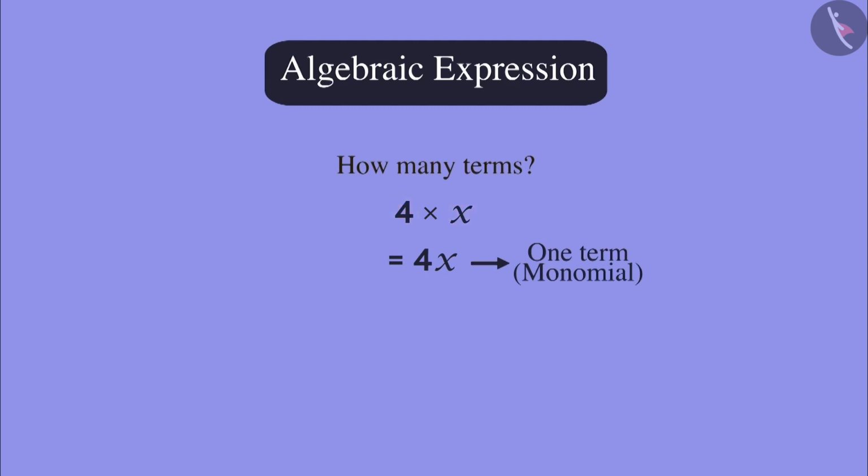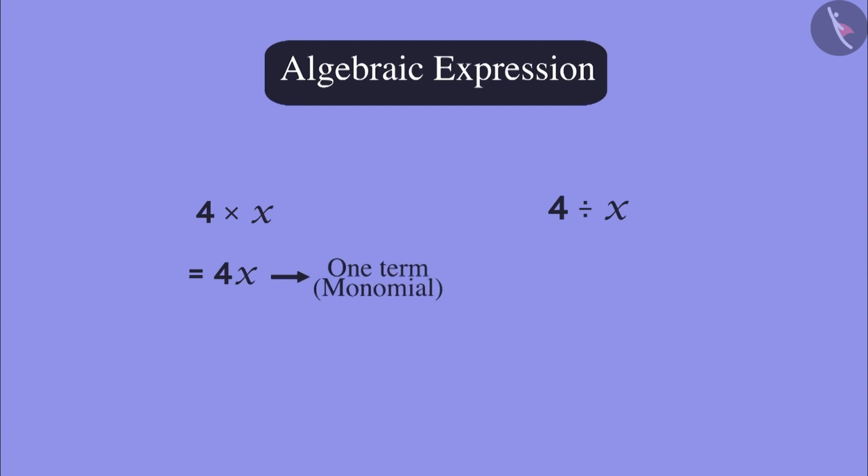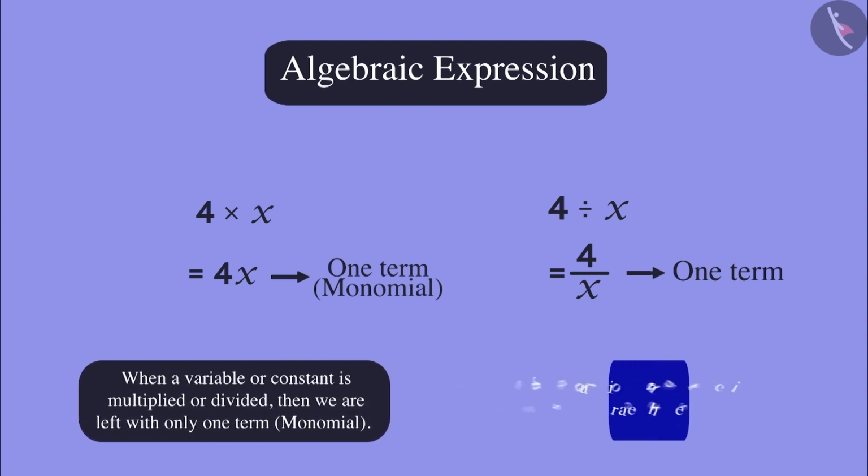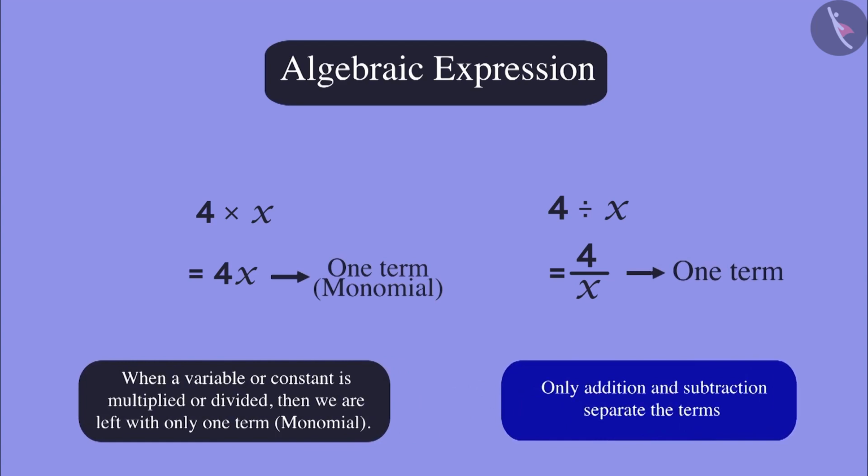We generally make the mistake on seeing two elements getting multiplied. We think that the expression has two terms. But that's not the case. This expression has only one term. Then what about 4 divided by x? How many terms are there in it? Here, a number is divided by a variable, but still, it will be considered as one single term. When variables or constants are multiplied or divided, then it is considered as one term. Only addition and subtraction separate the terms.